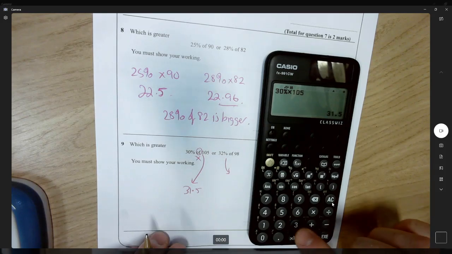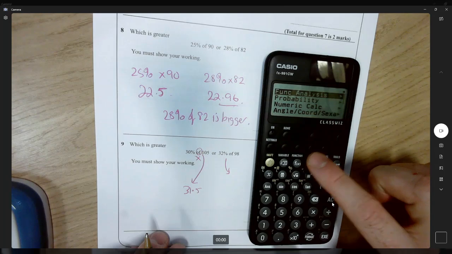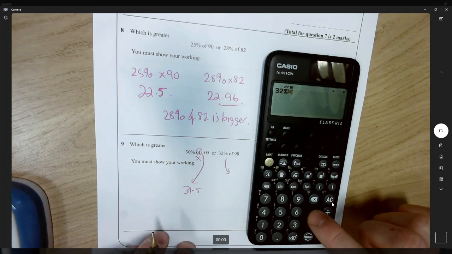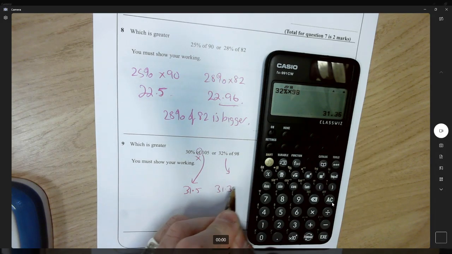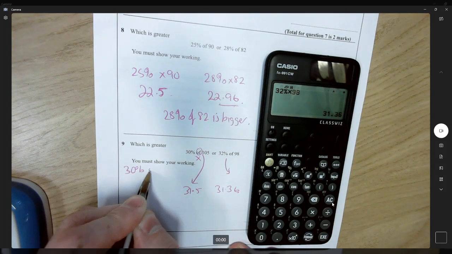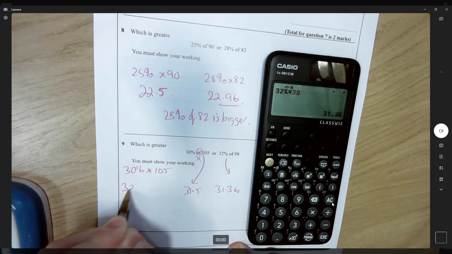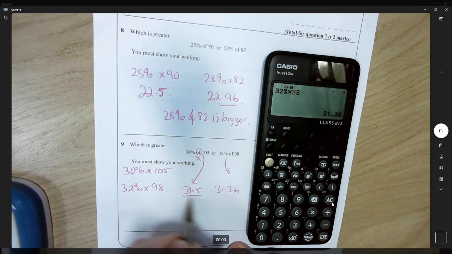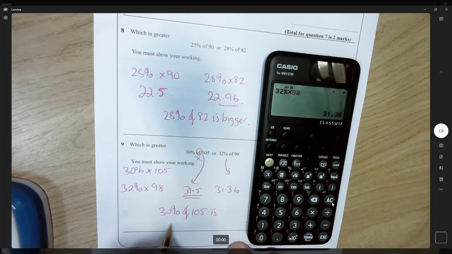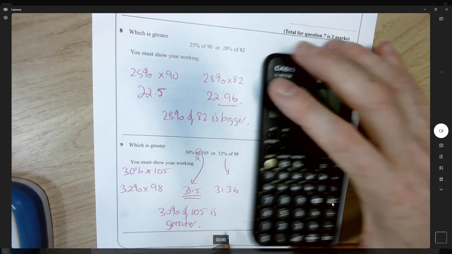And then we do the same for the other one, 32, catalogue, probability, percent, times by 98. And that's 31.36. Remember the working, so 30% times by 105 and 32% times by 98. So we're looking for which is greater. If we're looking at the decimal places, the first column is the tenth after the decimal point. That one's got 3 and this one's got 5, so this one's a bigger number. So which is greater? 30% of 105 is greater. And that is a 3-mark question.